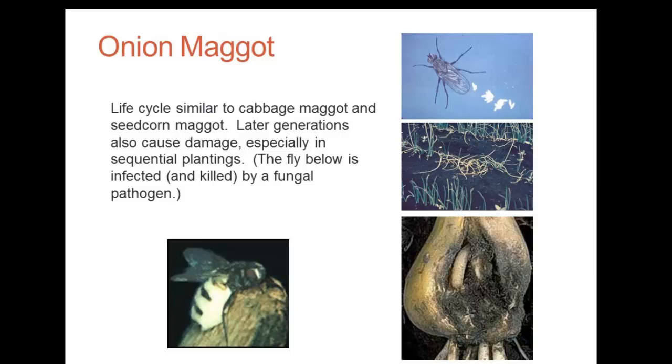And if you ever do see this little fly down in the bottom, that's an onion maggot or a seed corn maggot that's infected with a naturally occurring fungus. It's not one that we've been able to manage outdoors, but it's killed by a fungal pathogen.